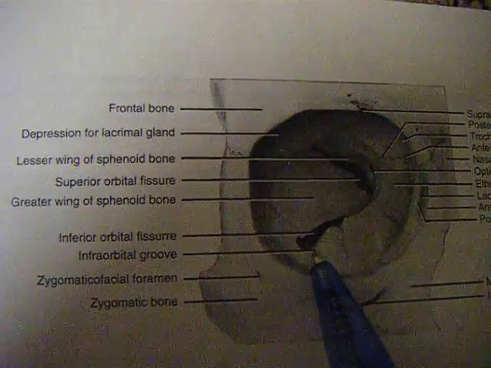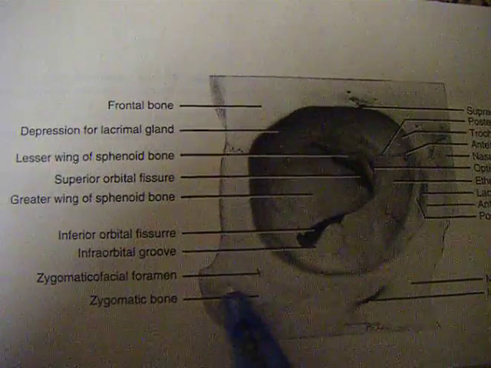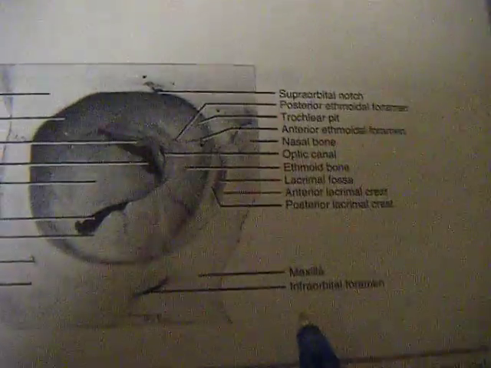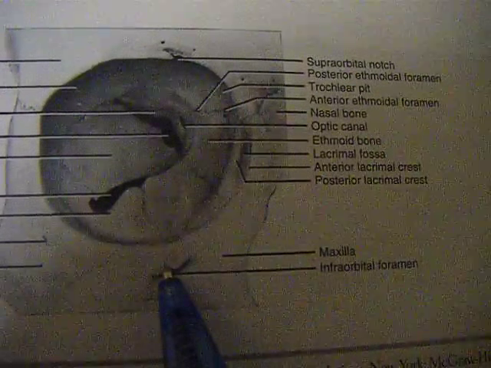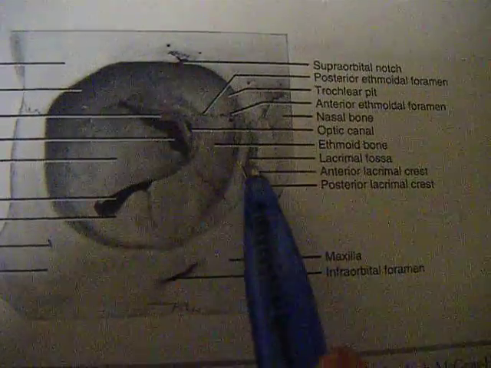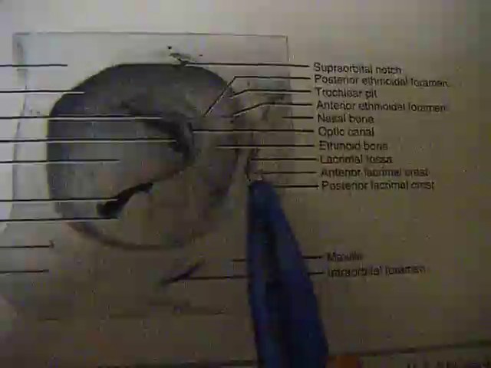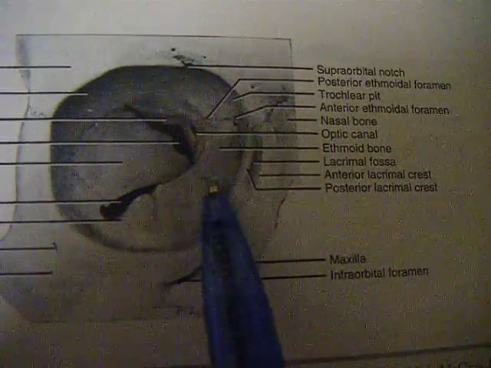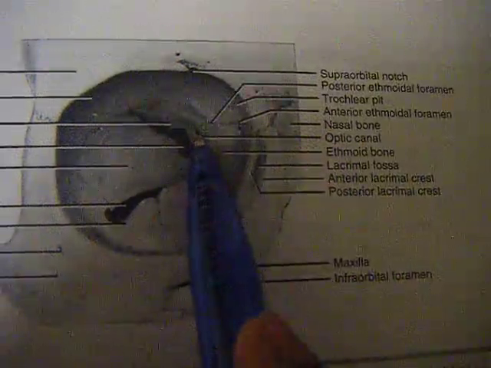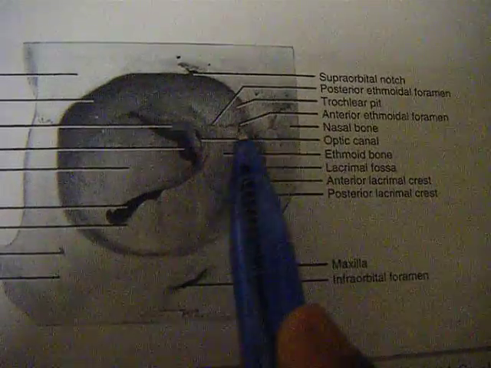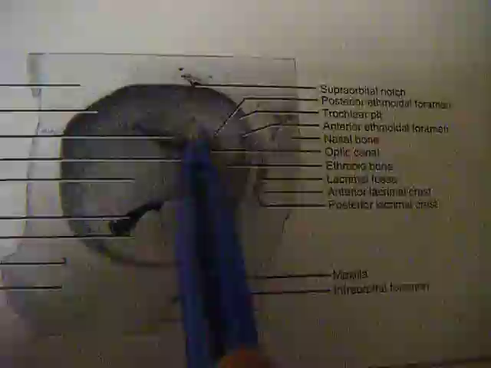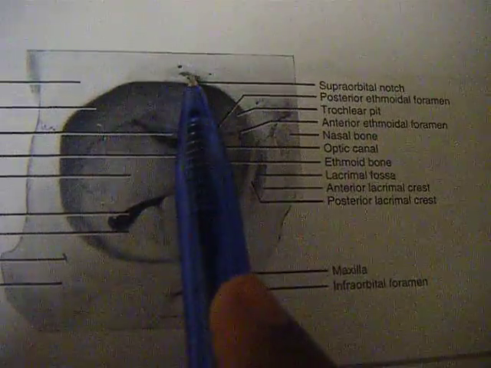Inferior orbital fissure. This is the infraorbital groove. Zygomaticofacial foramen. Zygomatic bone. Infraorbital foramen. This is the maxilla. Posterior lacrimal crest. Anterior lacrimal crest. Lacrimal fossa. Ethmoid bone. Optic canal. Nasal bone. This is the anterior ethmoidal foramen. This is the trochlear pit. This is the posterior ethmoidal foramen. Supraorbital notch.